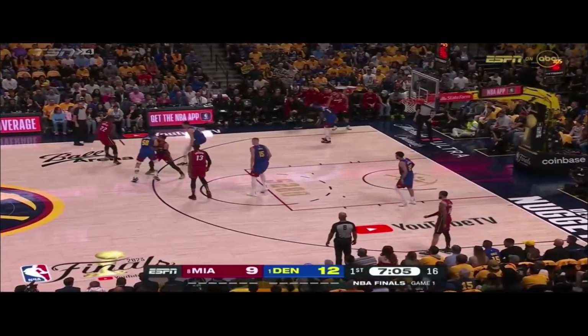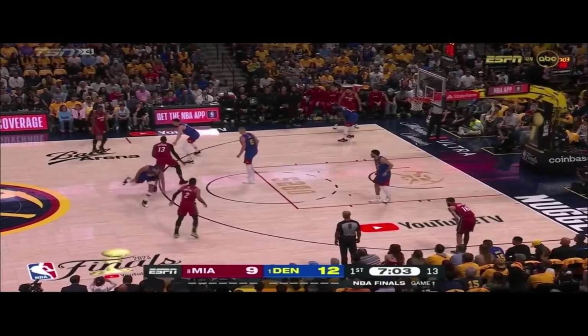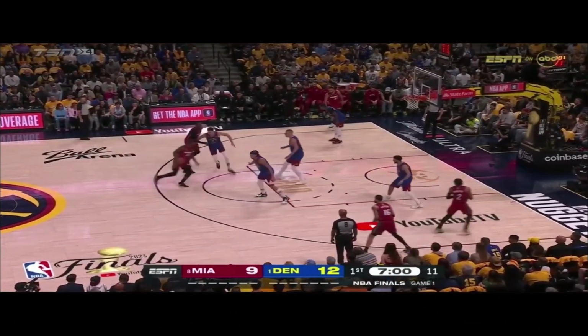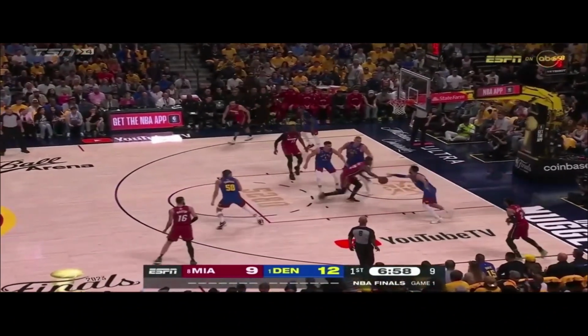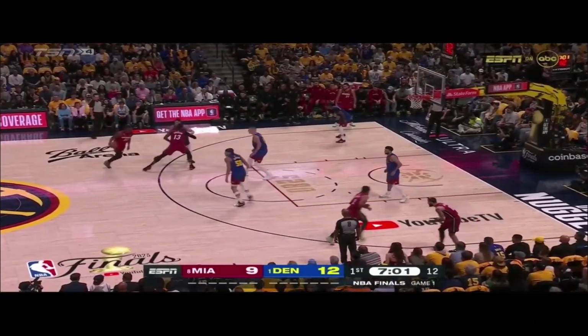Okay, example number 2. Okay, so they run a ball screen involving Jimmy Butler. Seems to be no apparent advantage. Another ball screen and blocked by Michael Porter Jr. So why does this lead to no offense?